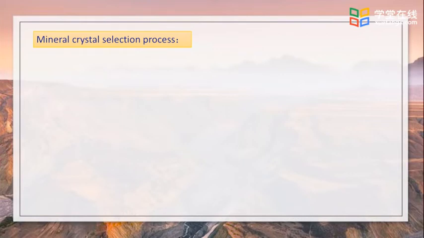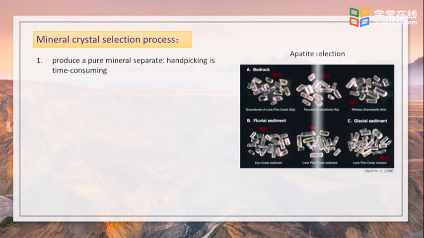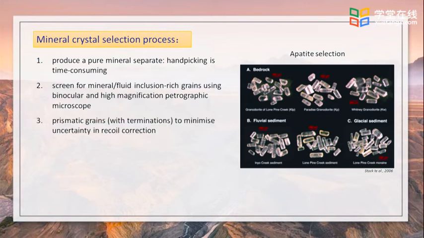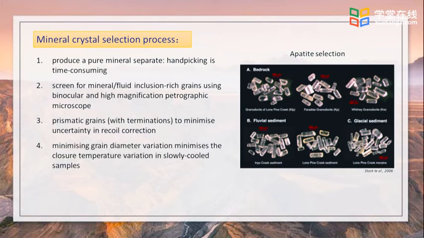To sum up, the aim of the mineral crystal selection process is to produce pure mineral separates. Screening for mineral or fluid inclusion-rich grains is necessary, using a binocular and high-magnification petrographic microscope. Prismatic grains with terminations are preferred to minimize uncertainty in alpha ejection correction. Minimizing grain diameter variation minimizes the closure temperature variation in slowly cooled samples.